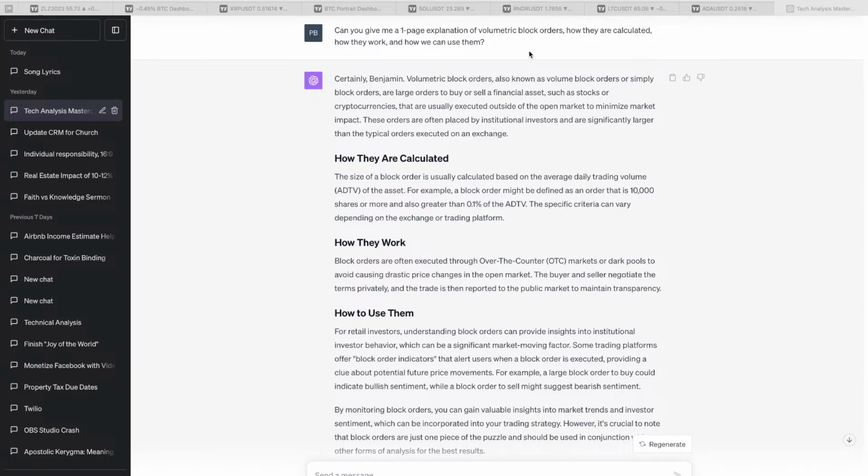Am I interpreting this right? Am I understanding this right? And ChatGPT quite frequently provides me with valuable insight for understanding and deepening my analysis. And so I asked it this morning, can you give me a one-page explanation of volumetric order blocks, how they are calculated, how they work, and how we can use them?